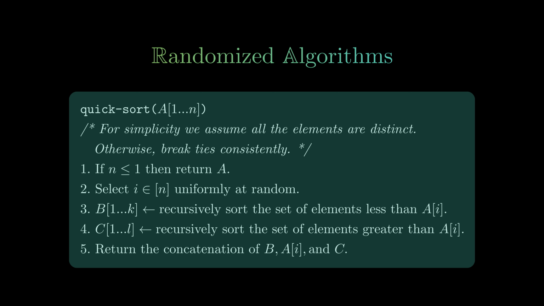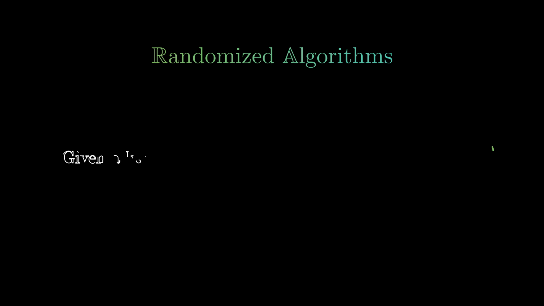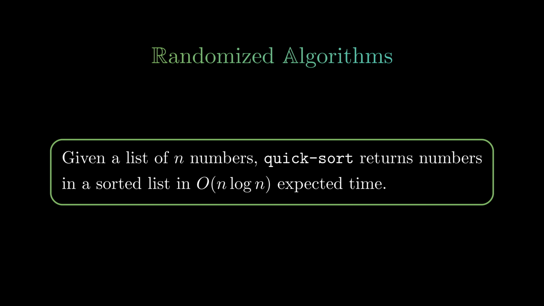The worst case runtime of quicksort is O(n squared). This happens when the pivot chosen is always the smallest or largest element in the array, leading to highly unbalanced partitions. We will show that, given a list of n numbers, quicksort returns the numbers in a sorted list in O(n log n) expected time.